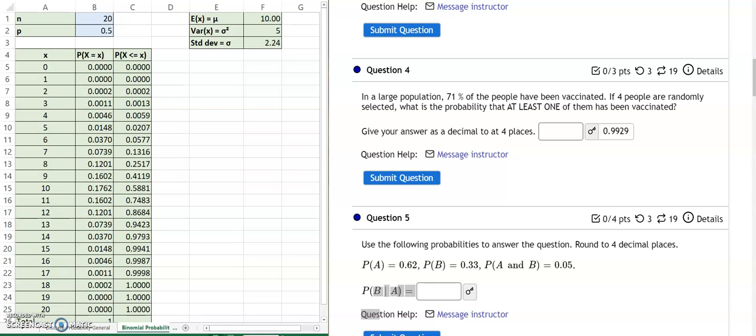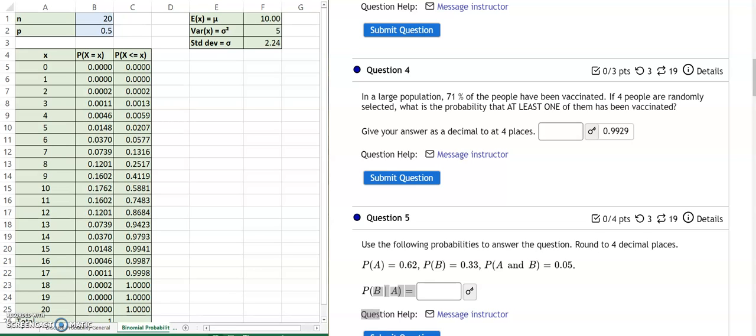Hi everyone! The problem that we are working on right now is question 4. It states, in a large population, 71% of the people have been vaccinated. If 4 people are randomly selected, what is the probability that at least one of them has been vaccinated?